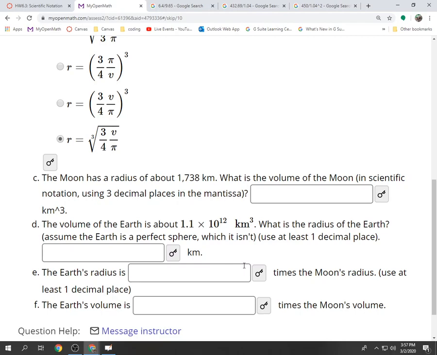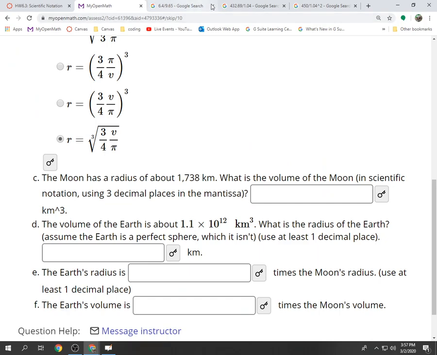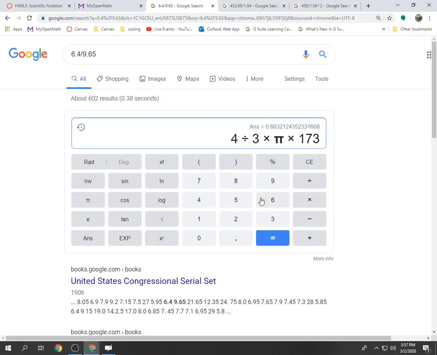So whip out a calculator, plug in 1,738, and let's see what we get. Let's see, calculator, clear. So I have 4 divided by 3 times pi times 1738 raised to the power of 3. My calculator says it's a great big number. I'll copy that into my screen so we can put commas in it.